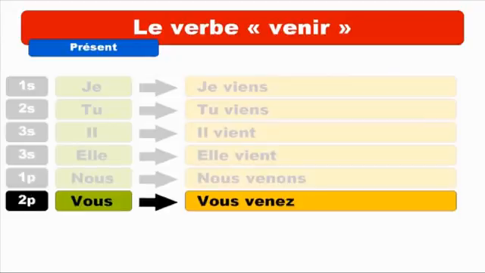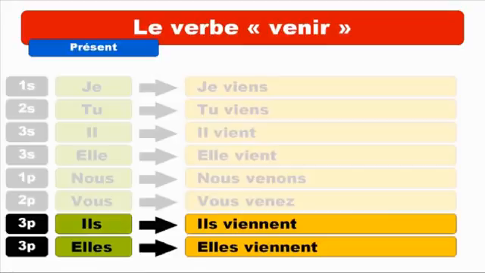Okay. Second person of the plural, it's vous, and then we get the sound vous venez. Repeat. Vous venez. Okay. If you look at the form, so it's ending with a Z. Okay. But then when these two letters are combined like that, you get the sound E. Okay. So it's venez. Repeat. Vous venez. Okay.